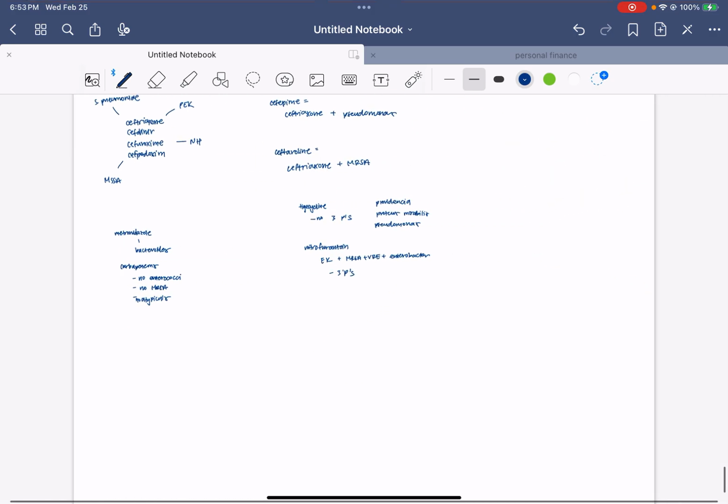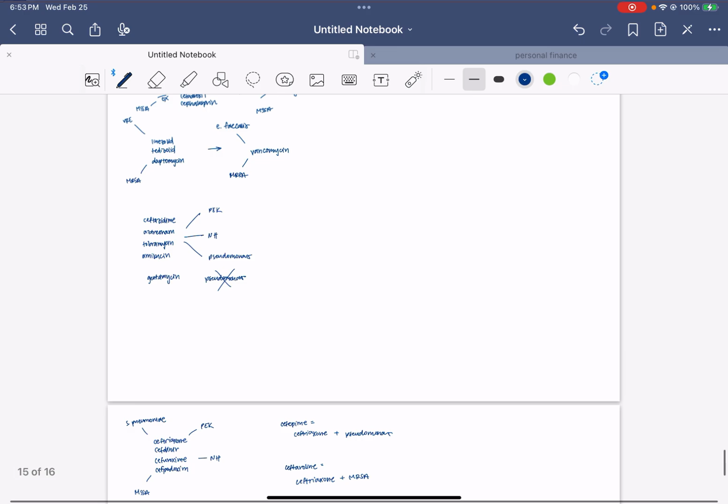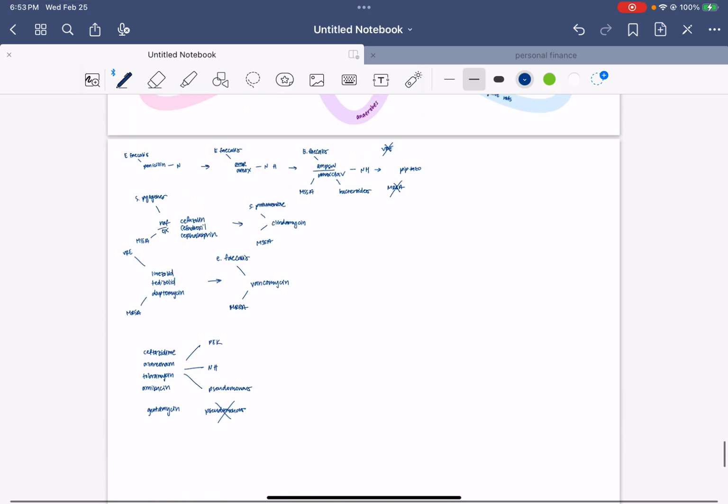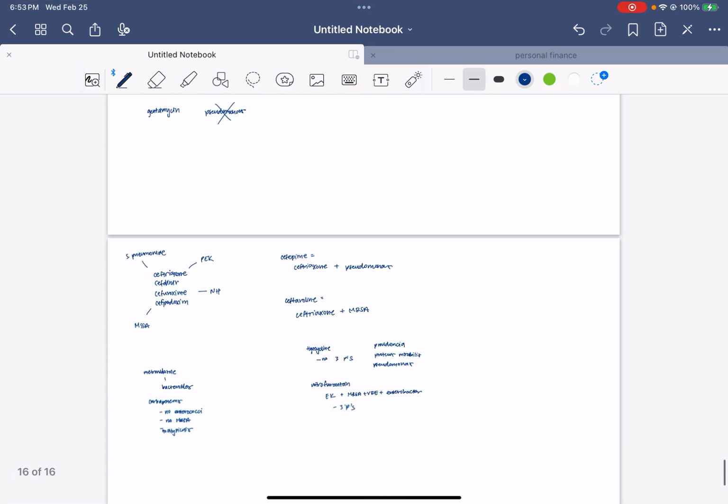And there you go. The flower diagram is for 30 drugs. You got this. Good luck on the next exam.